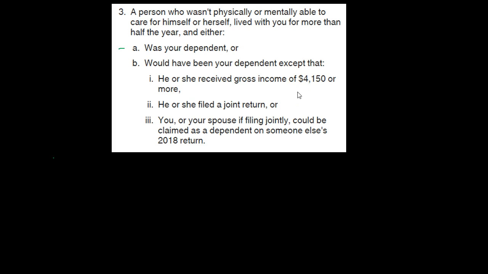So they may not qualify as a dependent under that case, but still be able to take the expenses. Filed a joint return. Again, that's usually something that means you can't claim them as a dependent. And then, of course, this one, if your spouse could be claimed as a dependent on someone else's return, probably a condition where then they might not be able to be claimed as a dependent on yours, but you may still be able to have the qualifying person under these rules.